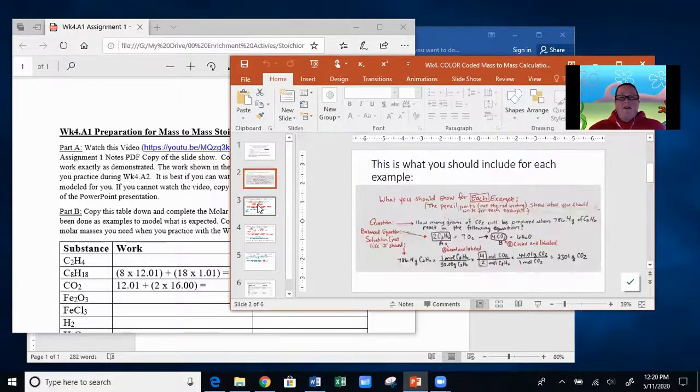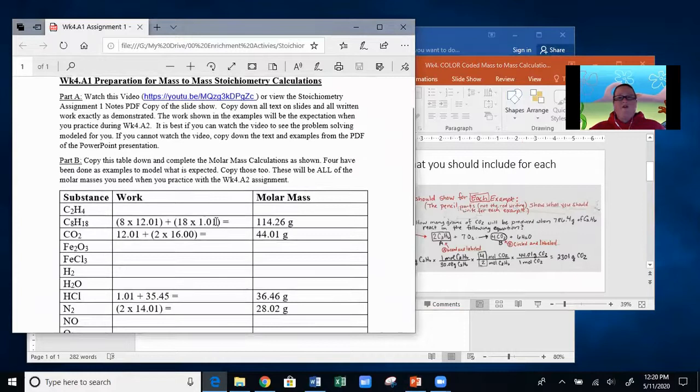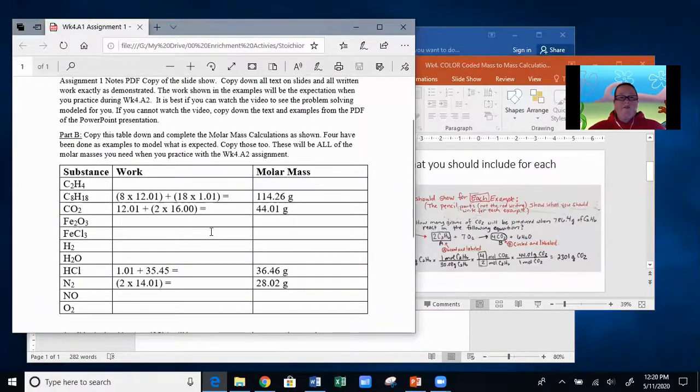So there will be 3 examples, and then after you've copied down exactly what I've written, you have to make this table for molar mass calculations. And this molar mass calculation table has 4 done for you already. So you have to complete it. This will give you all of the molar masses that you need to complete the second assignment in this mass-to-mass calculation unit.